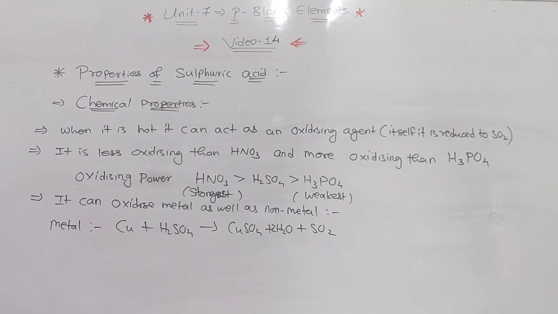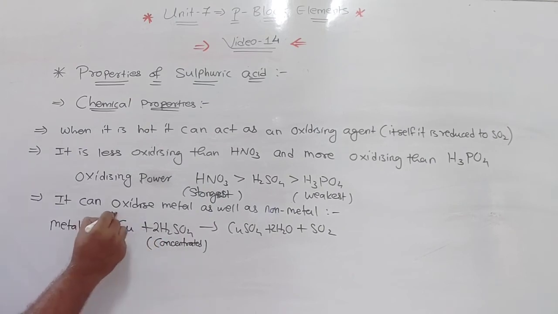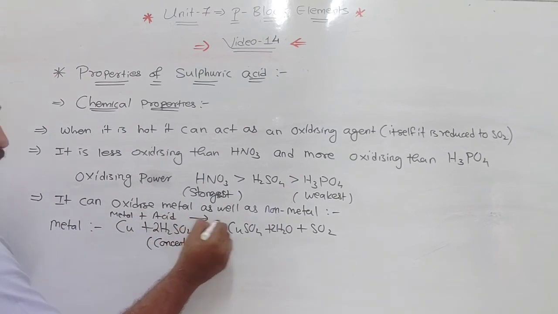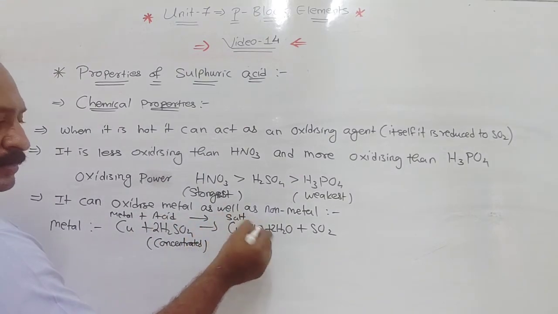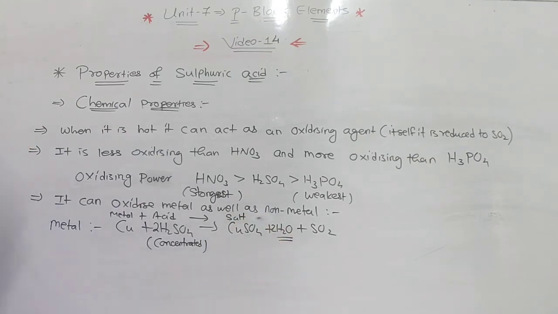Okay, I think it is balanced. Here 2 will come. Understood? So this sulfuric acid is concentrated. Reaction of metal with acid gives salt plus hydrogen gas actually, but in this case it forms water. So this is a general reaction you can remember.